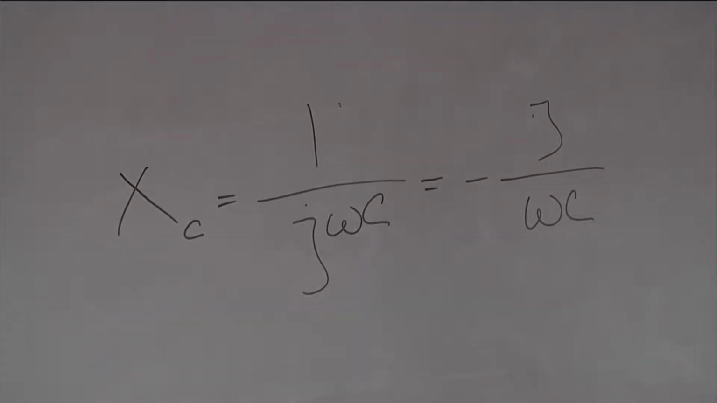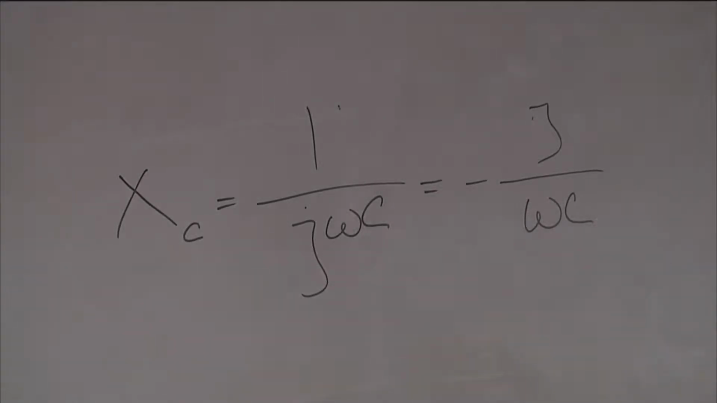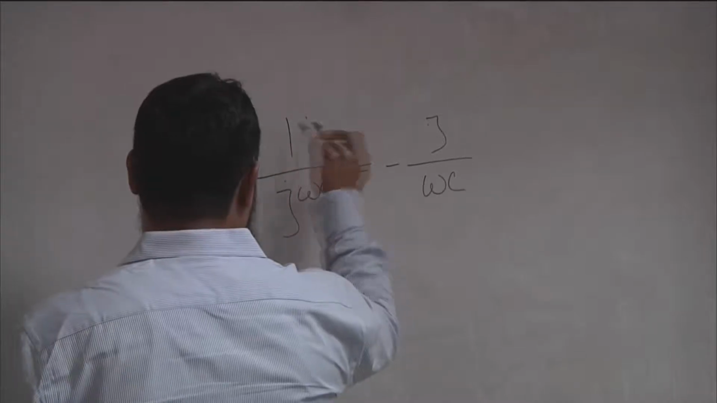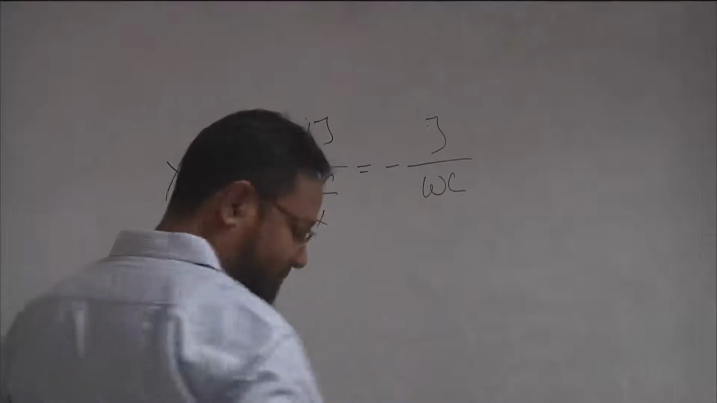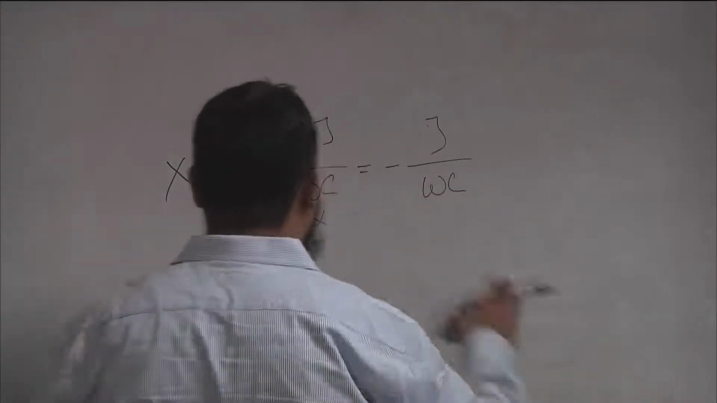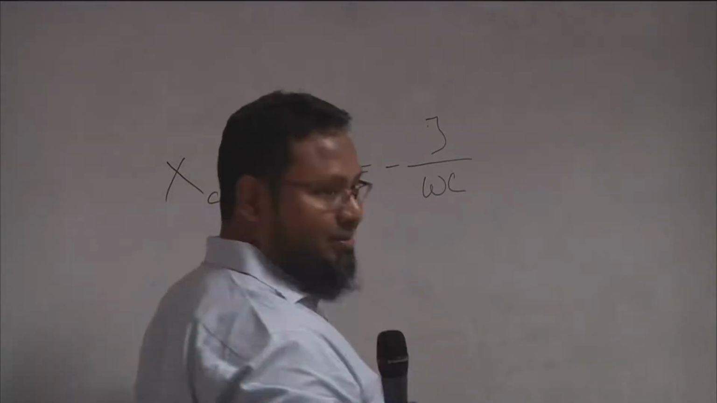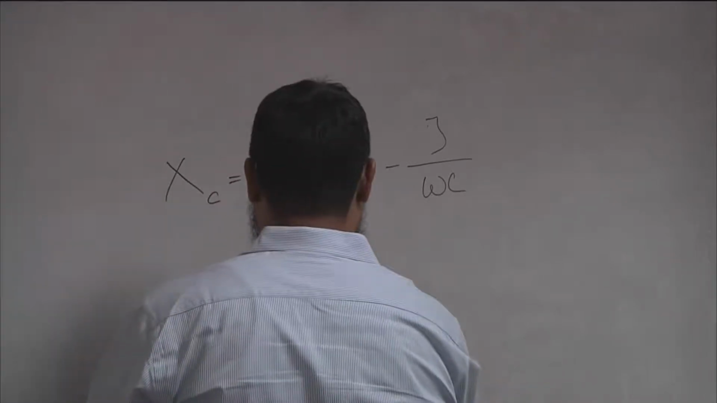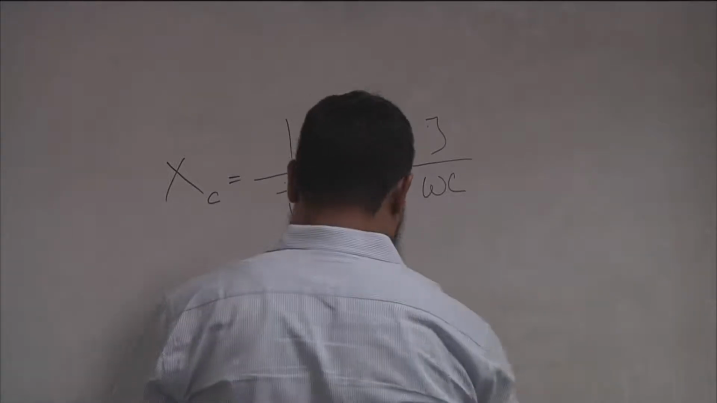You're right, actually. You multiply J and J. So basically what I'm doing here is, if you multiply the denominator and the numerator with J, the denominator becomes J squared, right? And what is J squared? Negative 1. So that's how it becomes negative J over omega C.